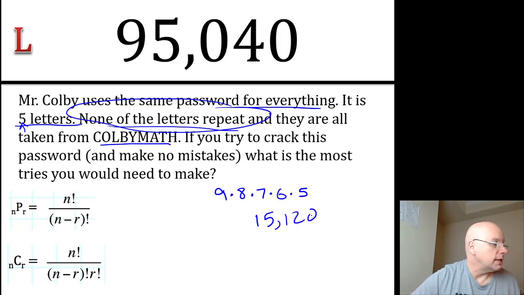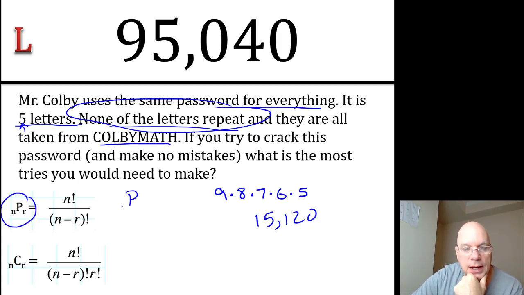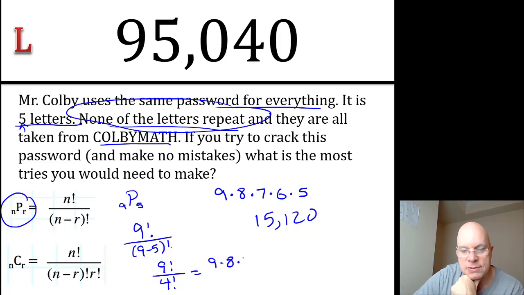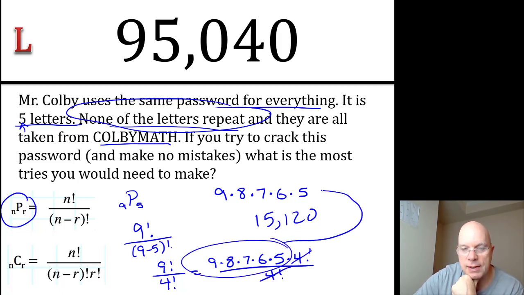I'll glance at my key. Alright. This is also a permutation of 9 letters selected 5 at a time. Because if I do 9 factorial over 9 minus 5 factorial, that's 9 factorial over 4 factorial. And when you expand the 9 times 8 times 7 times 6 times 5 times 4 factorial over 4 factorial, and the 4 factorials cancel, you see that it's the same thing we get.